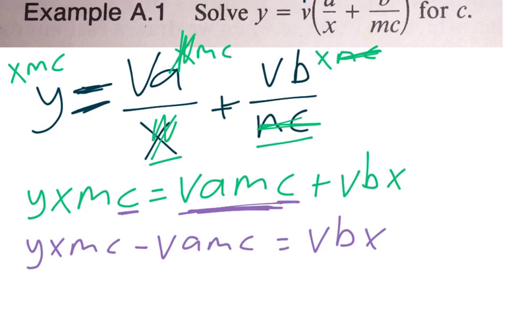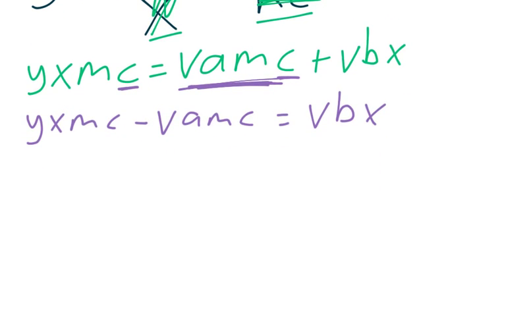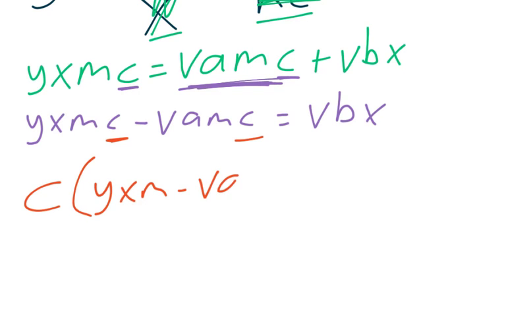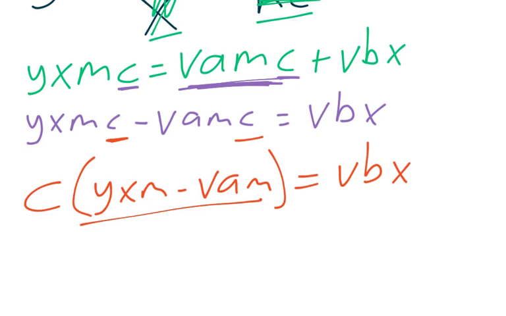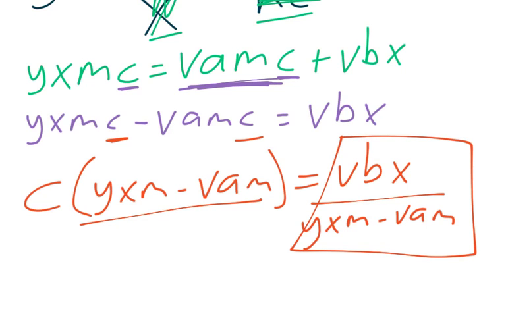Now, in order to solve this, we do one more algebraic concept, and that is simply to factor out the term we're solving for. So if we're factoring out C, that's what we're solving for, we'll say C times YXM minus VAM. And of course, that will all still equal VBX. And now, in order to solve for C, we simply divide both sides by that complicated term there. And this should be our answer, assuming that there's nothing that we can cancel out.